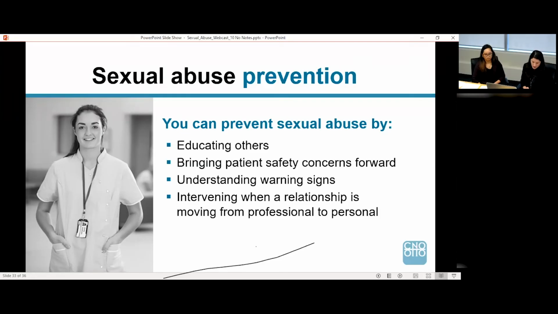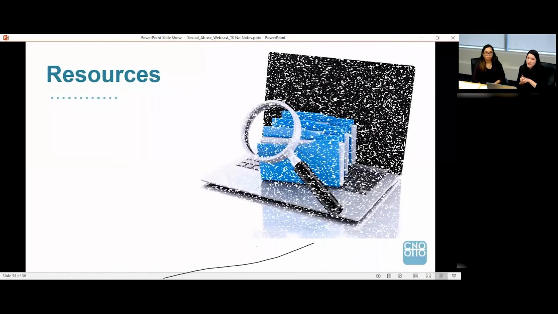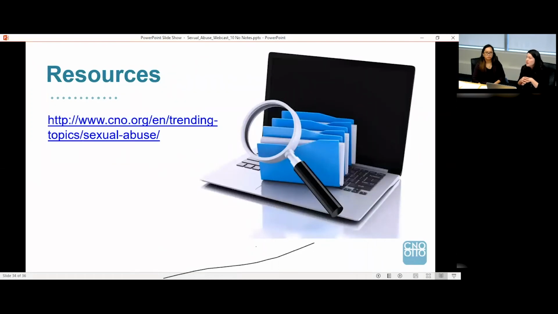Understanding warning signs so you can intervene before something may lead to sexual abuse is another way to prevent sexual abuse. And related to that, and Carlin alluded to this as well, we have developed a number of new resources, and they will be available in the near future through this link. We have 5 new fact sheets coming out. So one, Carlin already mentioned, we have one related to the definition of sexual abuse.